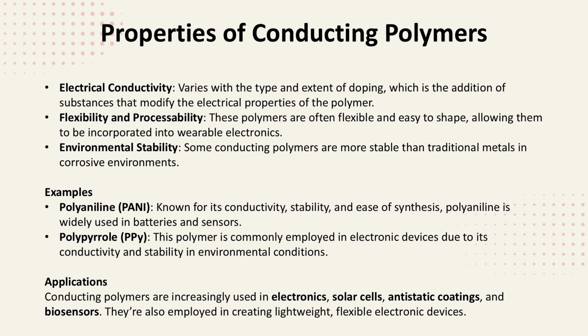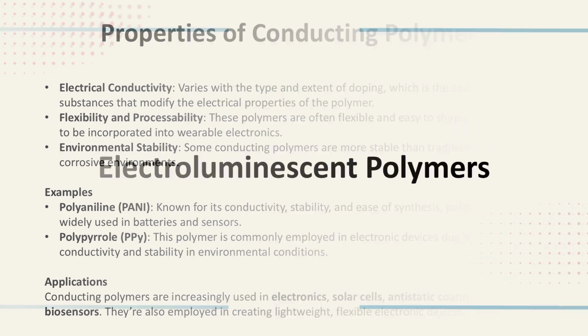Examples include polyaniline, PANI, and polypyrrole, PPy, widely used in batteries, sensors, and anti-static coatings. These polymers are also essential in creating lightweight, flexible electronic devices like solar cells and biosensors.